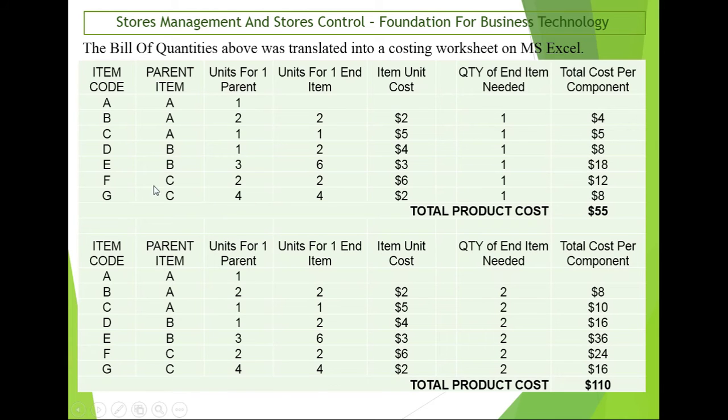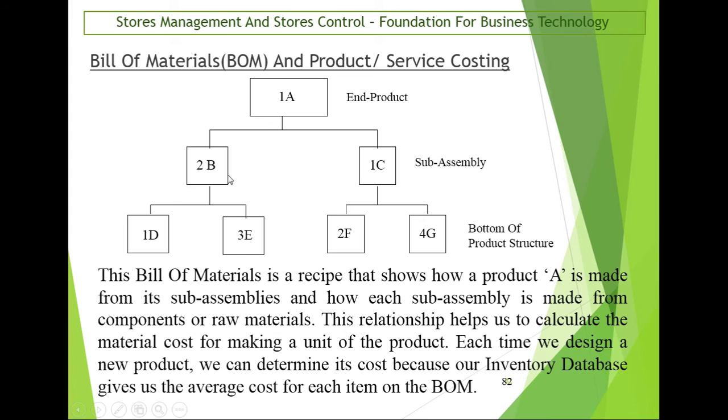So that is what is now represented here: to make the parent B, we only need 1, but to make the finished product A, we need 2. Same thing applies with item E. The parent of E is B. So to make 1B, we need 3 of E. So meaning to make 2 of B, we need 6 of E. So 2 of B is what is needed to make the end product.